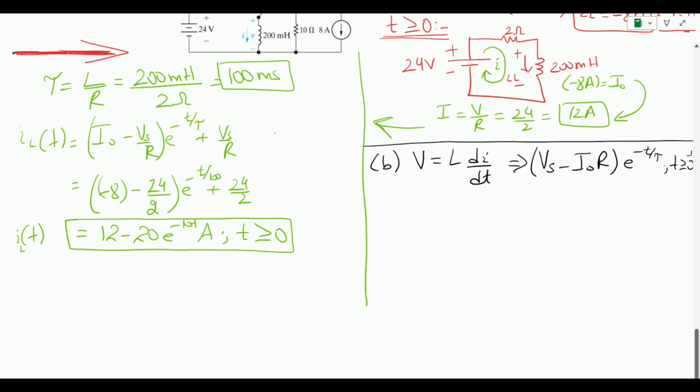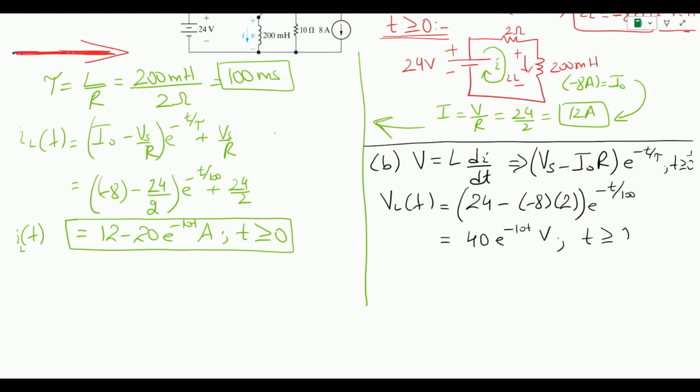Now the voltage across the inductor comes out to be 24 minus 8 into 2 ohm e raised to power minus t by 100 millisecond, which comes out to be 40 e raised to power minus 10t volts, for t greater than 0. So this is the voltage that is going to appear on the inductor when the switch has just been moved from position A to position B, or we can say this is when the system is behaving in the step response circuit.